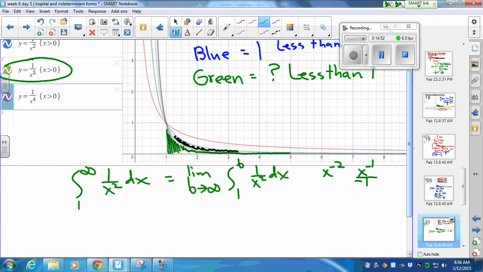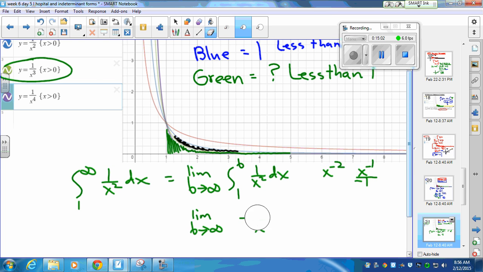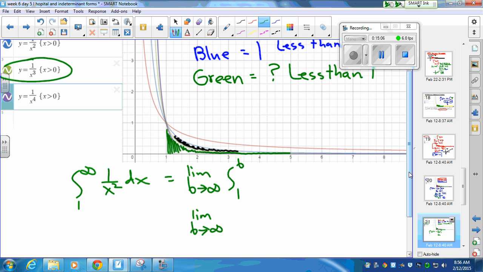I'm going to get the limit as b goes to infinity of negative 1 over... Oh, I'm not doing x squared. I was like, I just did this problem. Sorry, guys. 1 over x cubed dx. So let's see, x to the negative 3 goes to x to the negative 2 over negative 2. Okay, negative 1 over 2x squared from 1 to b.